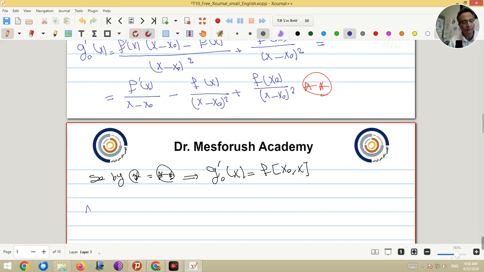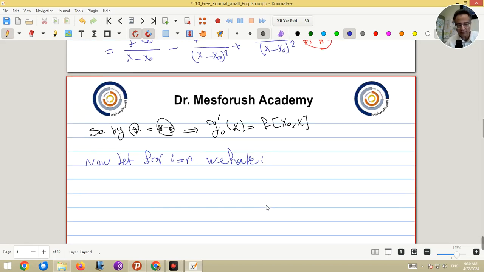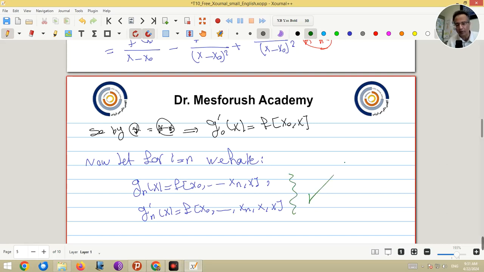Now let i equal n. We have gn of x equal to f of x0 to xn and x, and gn prime of x will be f of x0 to xn, x and x. Let these two things be true.